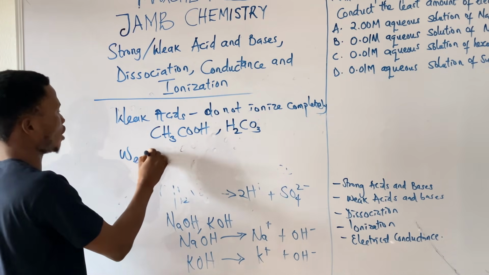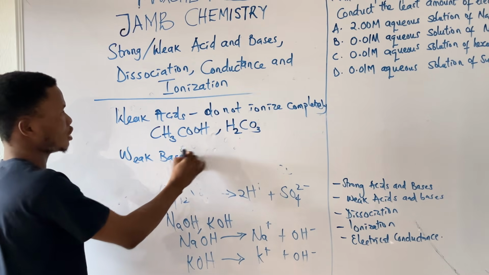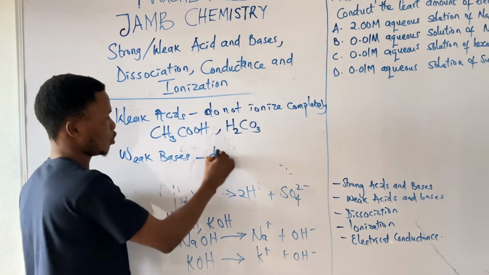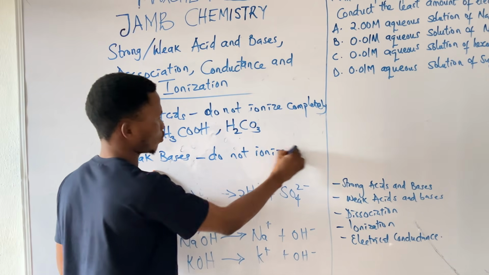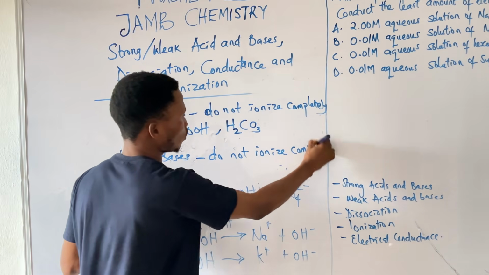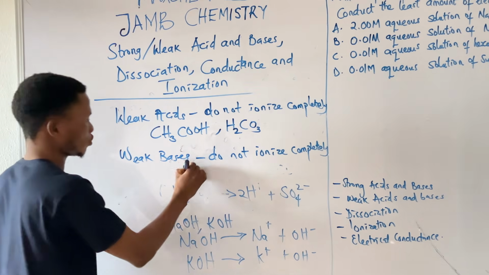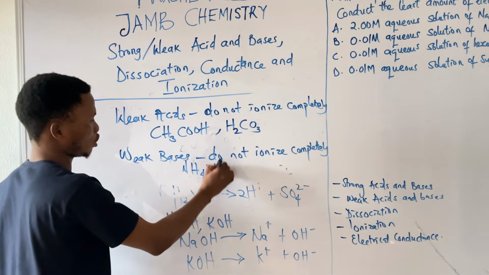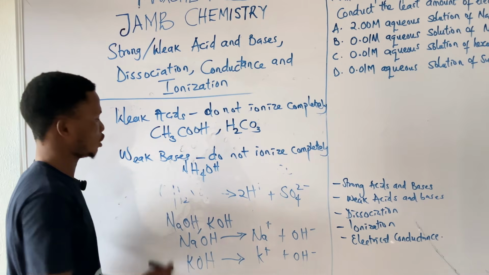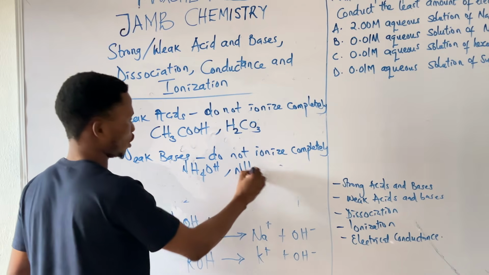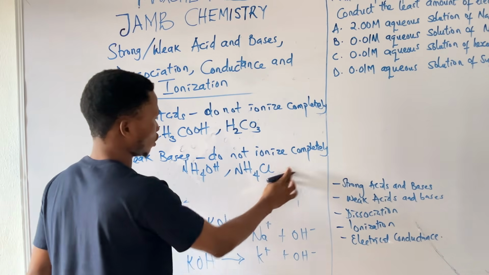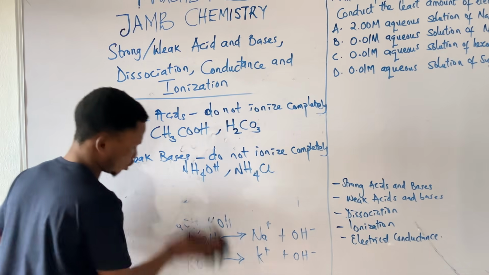While when we have weak bases, they are bases that do not ionize completely. So examples of weak bases, we have ammonium hydroxide. This is an example of a weak base. We have NH4Cl and a lot like that.